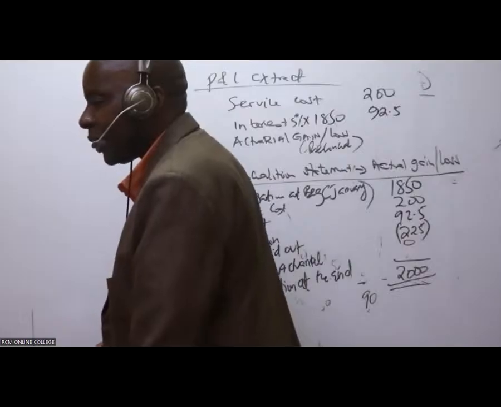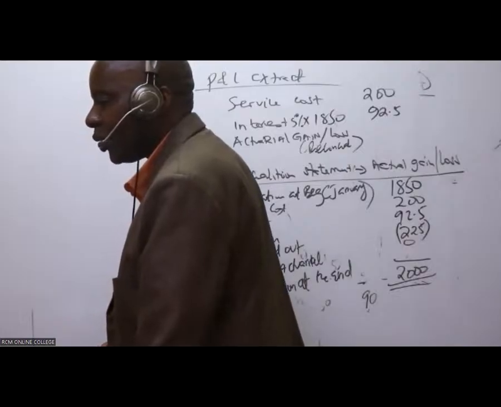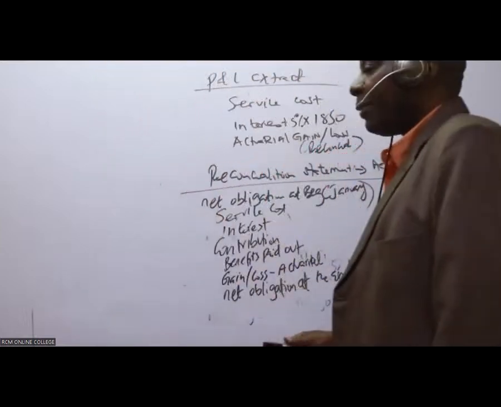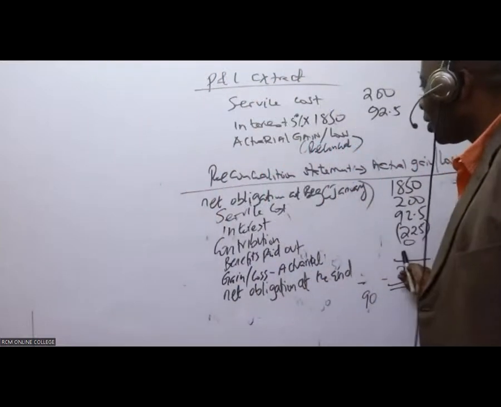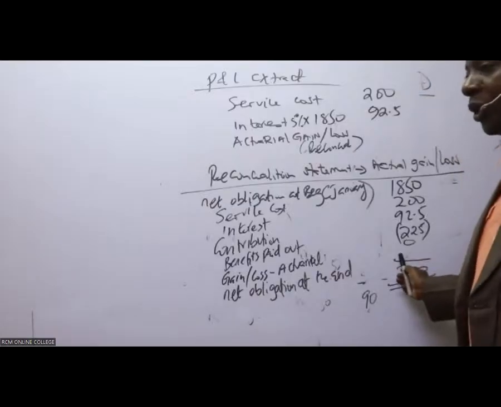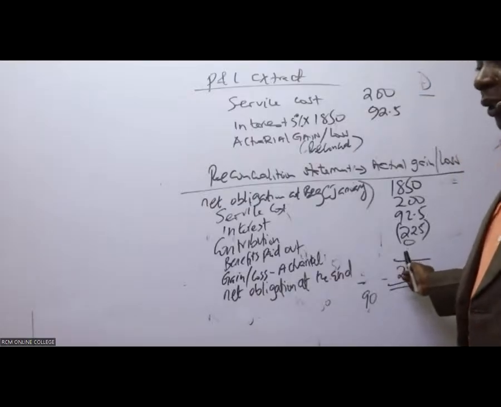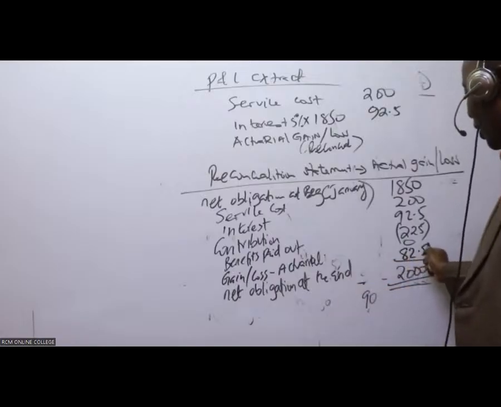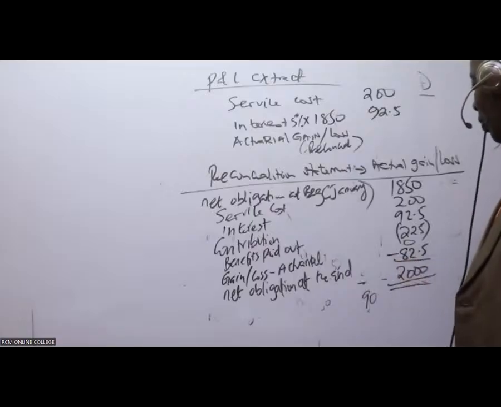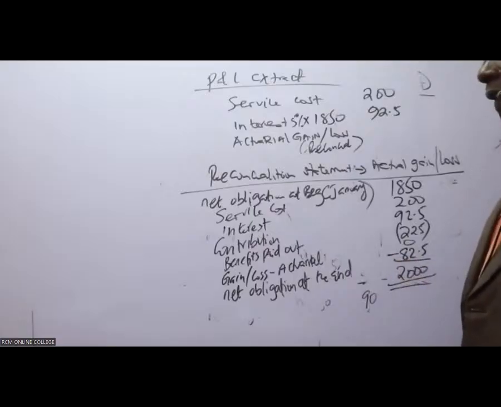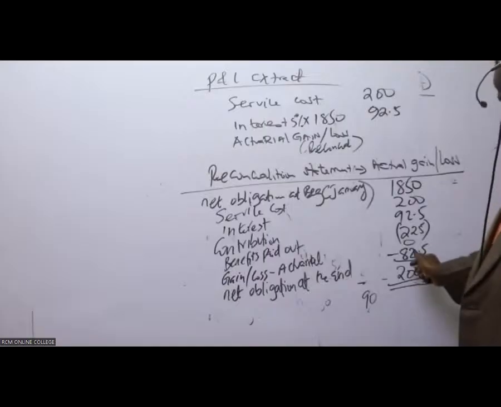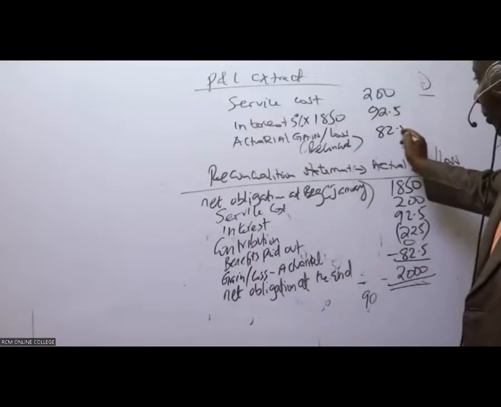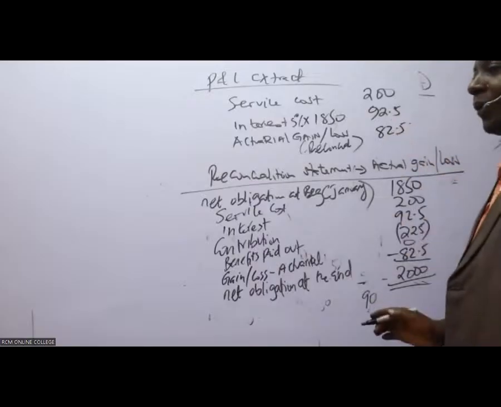And then they give me the balancing figure, which will be your actuarial. 82.5, I'm being told. 82.5 negative, right? Simply come and take this 82.5. Don't even write a negative. Just put it there.